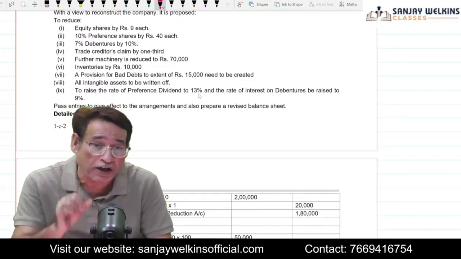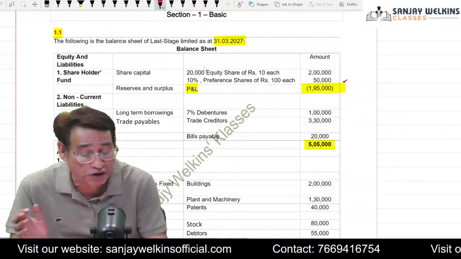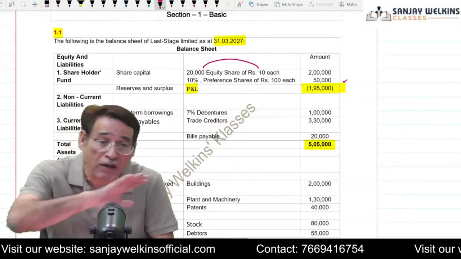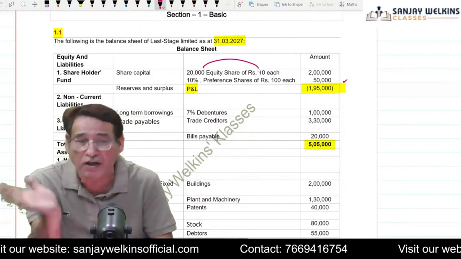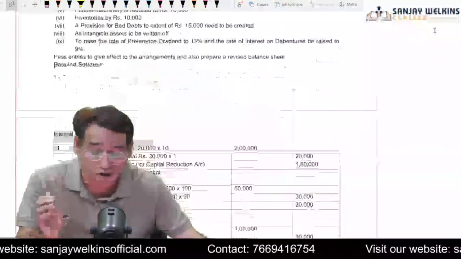Now, equity share capital in the balance sheet is worth rupees 2 lakh, 20,000 shares of 10 each. And equity share capital is being reduced by 9 rupees. That means equity shareholders are being asked to waive at the rate of 9 per share.